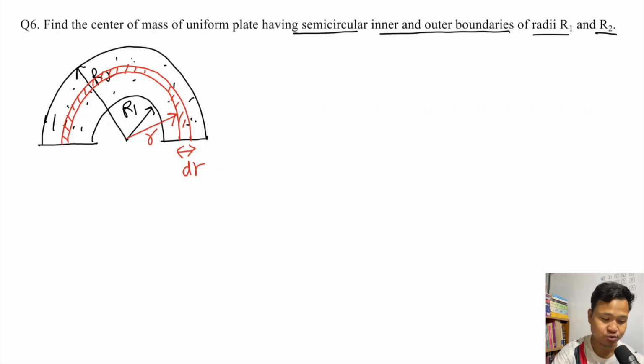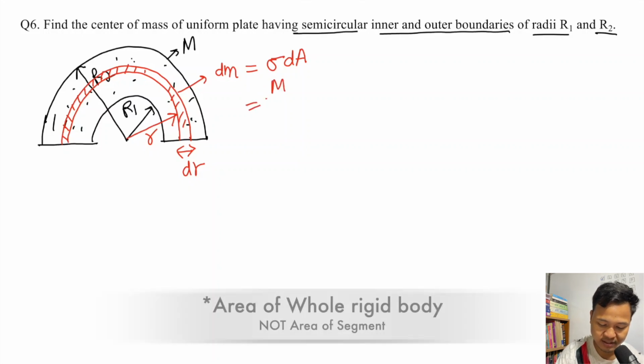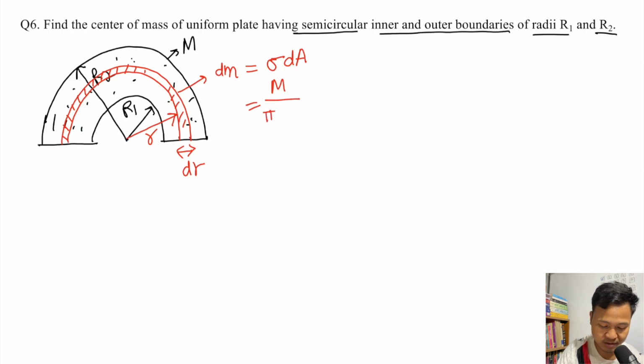Let's say the plate has a sigma. So what is the dm of this? So dm of this is sigma into area dA. Let's take the total mass as m. Then sigma is the mass divided by the area of the segment, so pi r2 square minus pi r1 square.